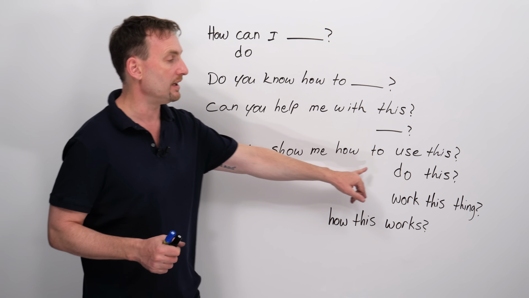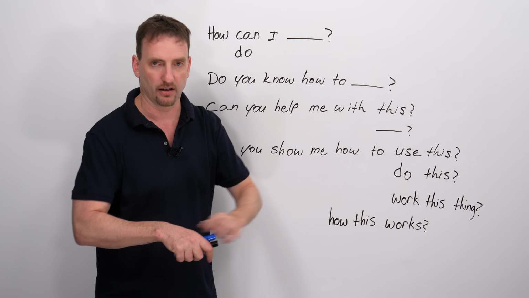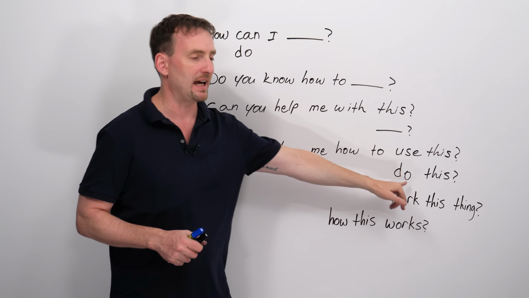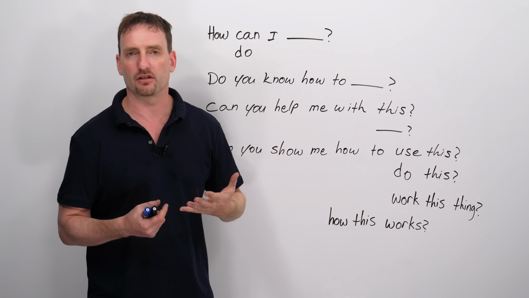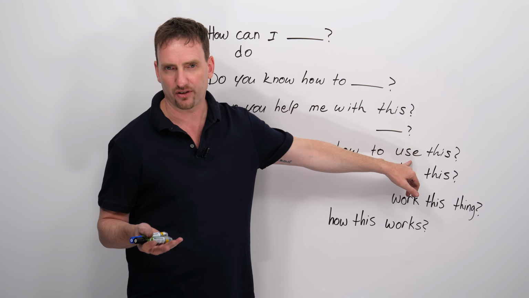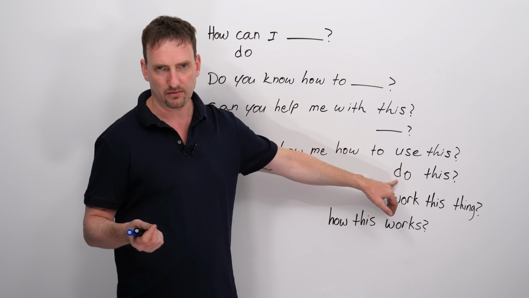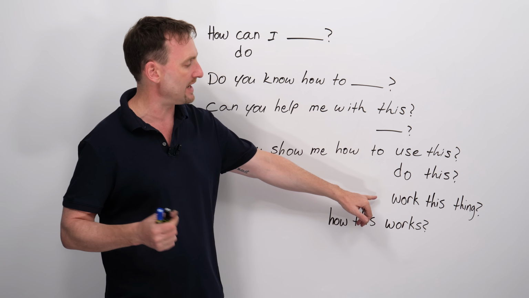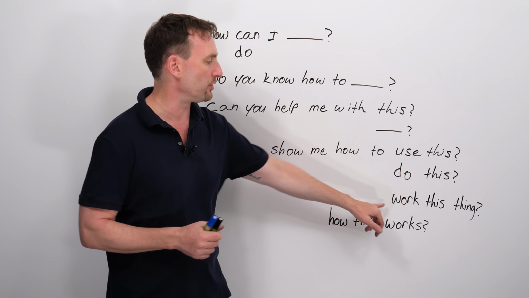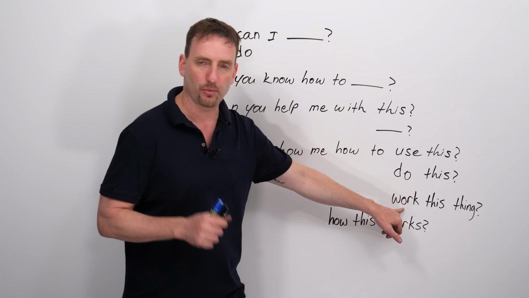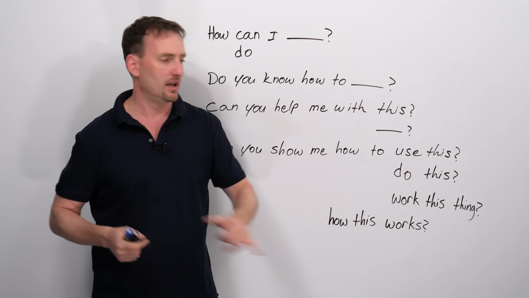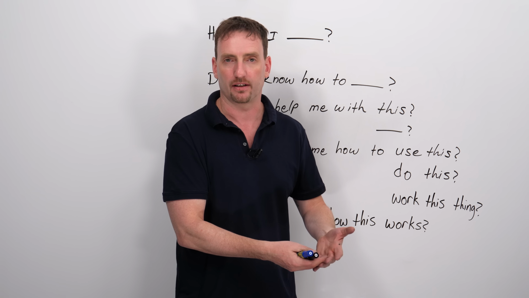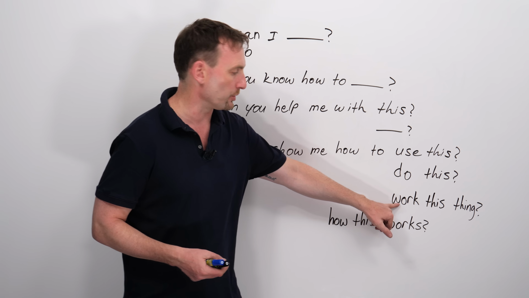Now, can you show me how to use this thing? Or can you show me how to use the printer upstairs? Can you show me how to do this? You want to do a particular action. So use a machine, for example, do an action or to someone, for someone, or just generally in the office, for example. Can you show me how to work this thing? Here, don't be confused with work as job. How to work means how to make this thing work, how to make it operate, how to make it function.